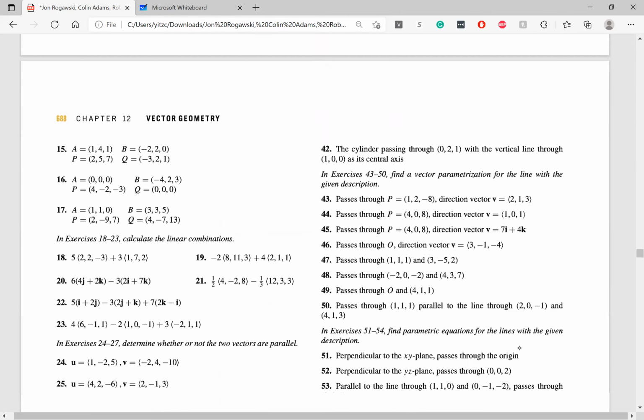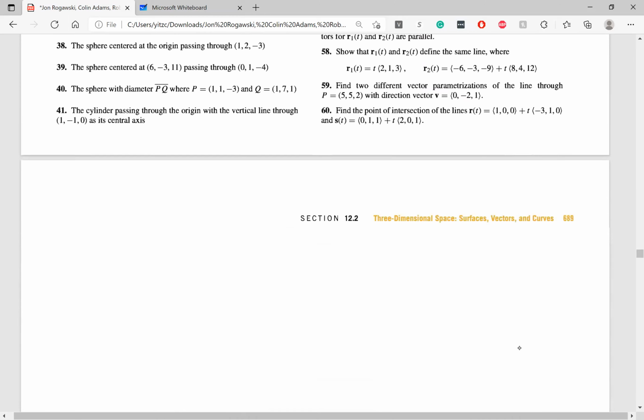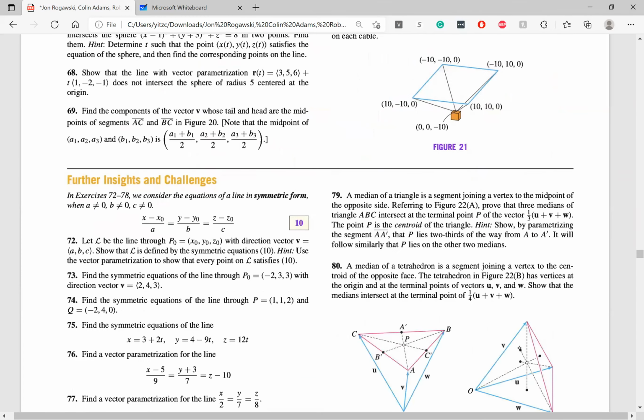So let's continue with the next section, which is the dot product.